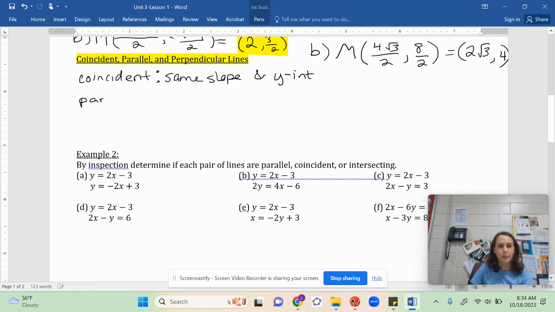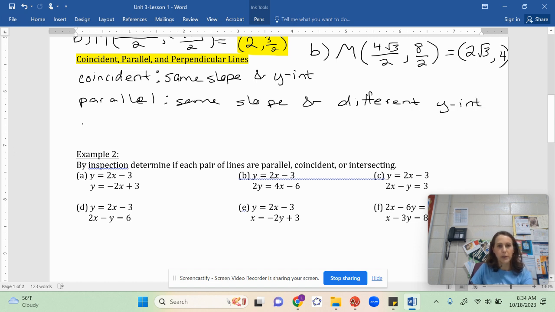Parallel lines, hopefully you are familiar. Parallel lines have the same slope and different y-intercepts. And different y-intercept. Again, this is really sloppy. My notes that are uploaded are much prettier.